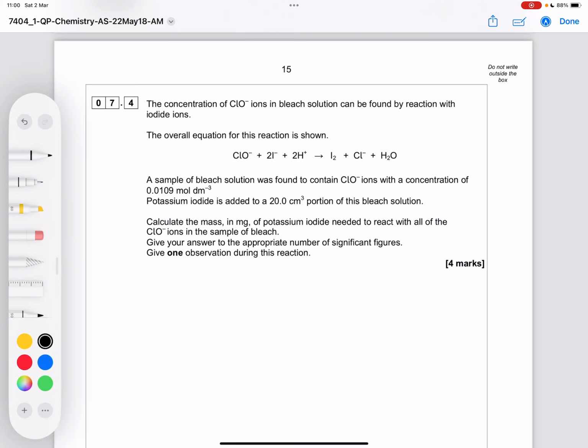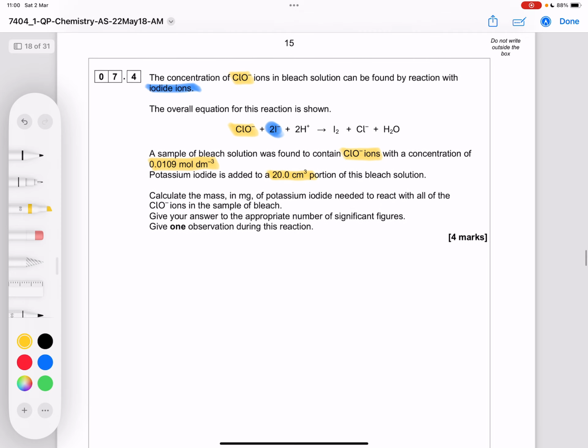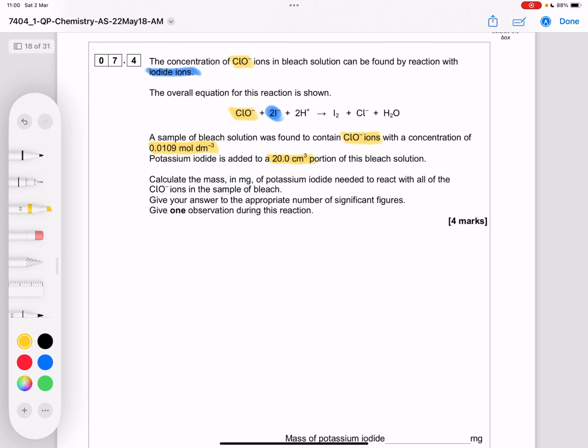We're then going on to a moles question from there. The concentration of ClO- ions in bleach can be found by reaction with iodide ions. A sample of bleach was found to contain ClO- ions with a concentration of 0.0109, and the potassium iodide is added to 20 centimetres cubed of this bleach. All these numbers in the yellow are to do with the bleach. It says calculate the mass in milligrams of the potassium iodide needed to react.